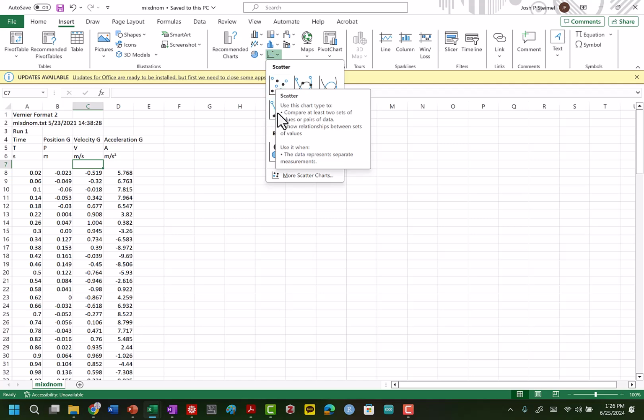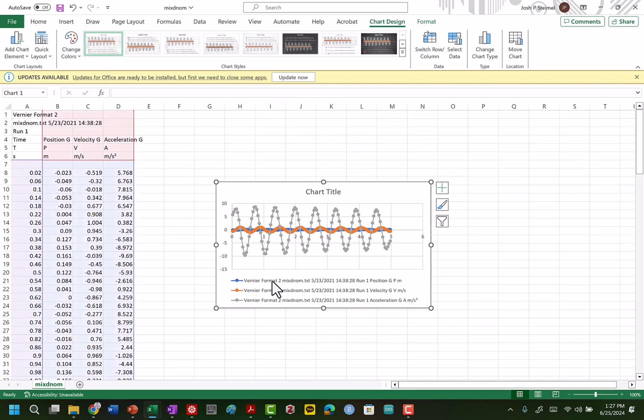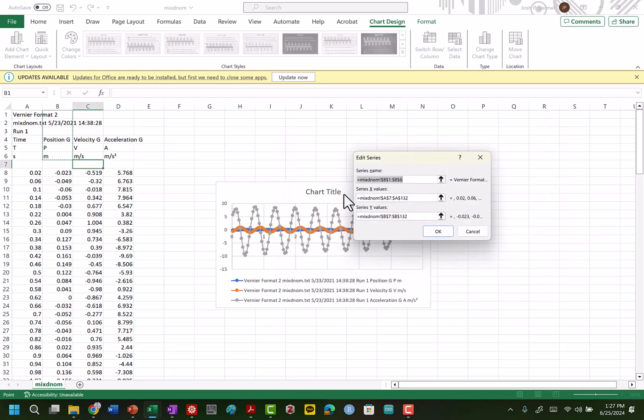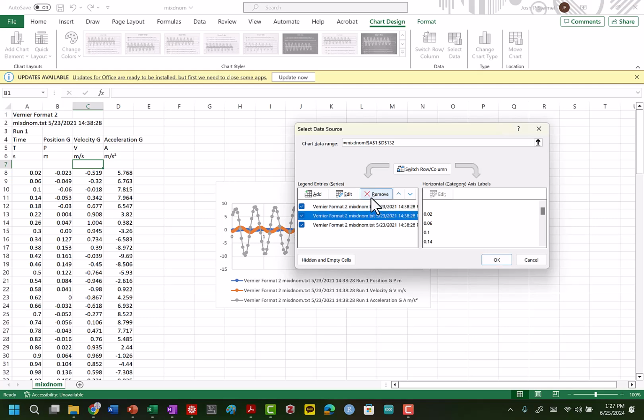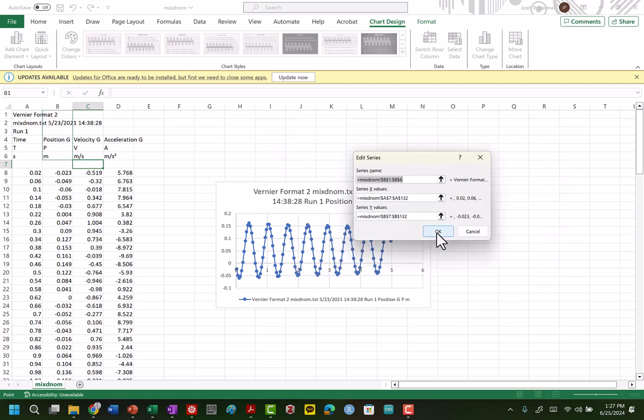If I click on it, it's a little bit nicer. So I'm going to go in here and find the data, select the data, edit the data. A and B, I do want that. I don't want that. Let me just make sure again. A and B looks fine to me. Good.